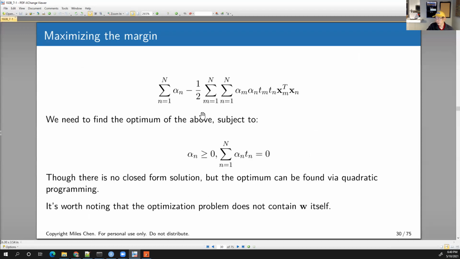Right? And here we want to find the optimum of this solution subject to this. Again, no closed form solution, but it's done via quadratic programming. But it's interesting to note that this solution isn't going to contain a reference to W itself. It's just a sum of all of these X terms.